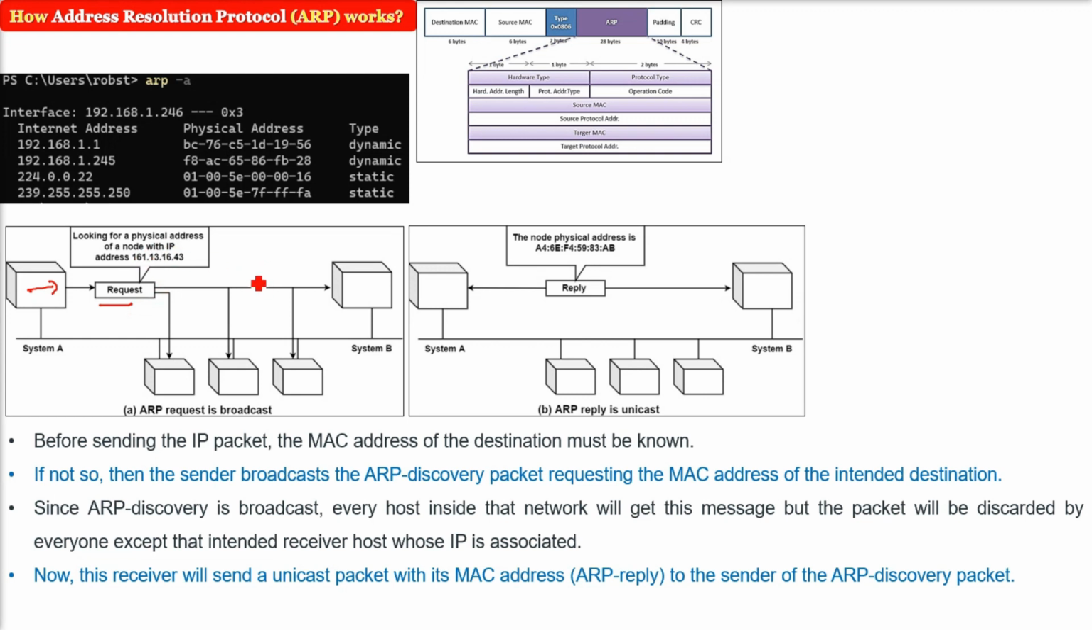System A will say, I am asking the person or the system 161.13.16.43, this is your IP. I want your MAC address. I want to send you some packets. Alright. So if I am a sender, there is a receiver.